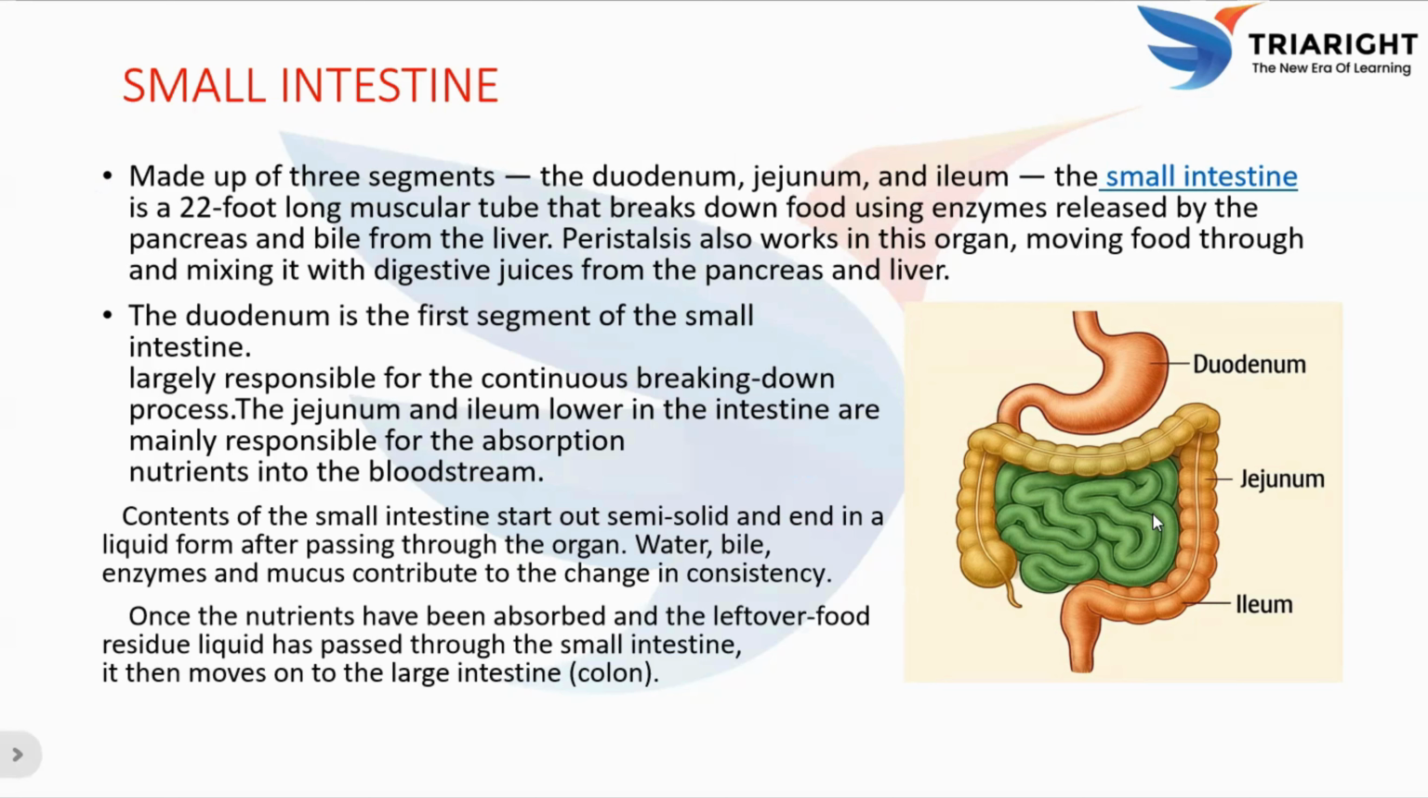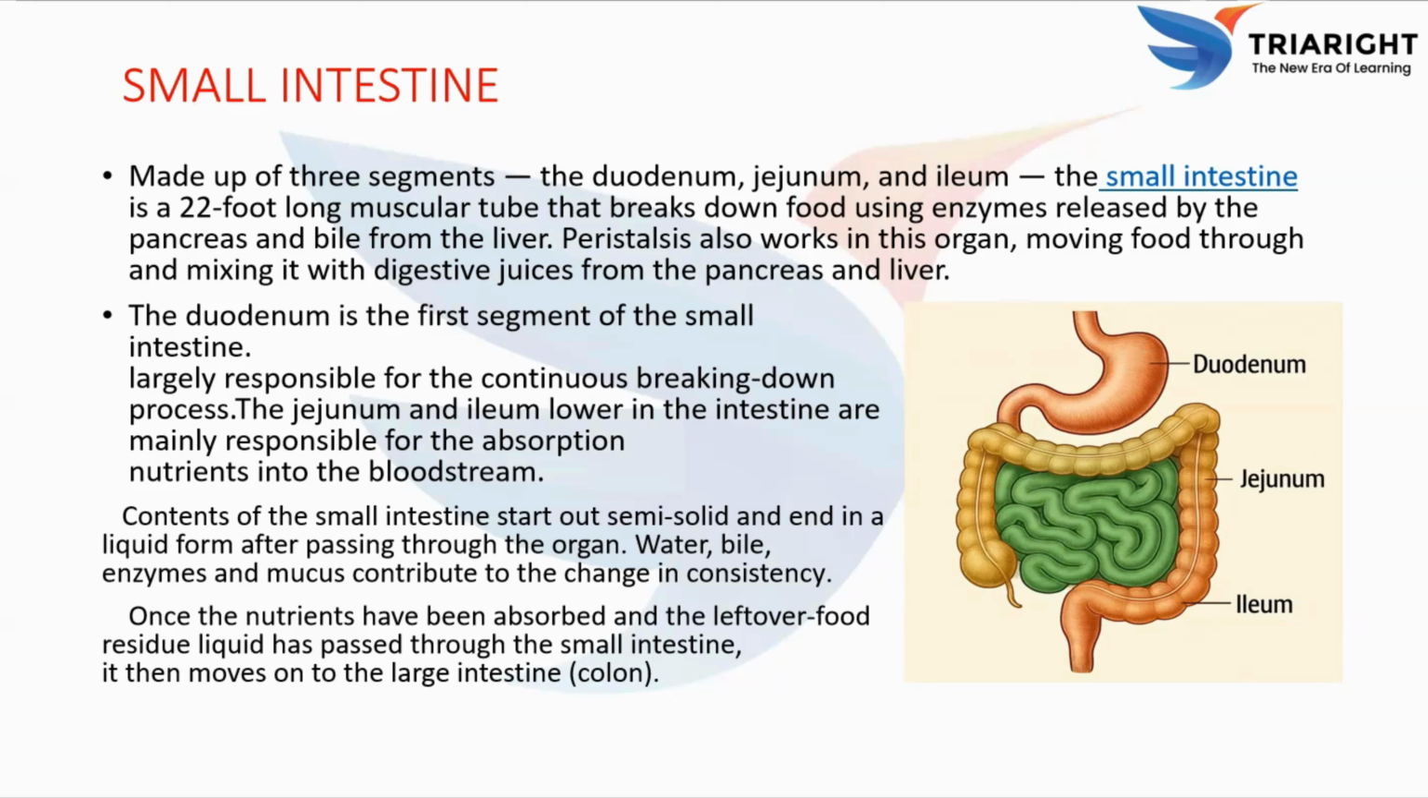What is the small intestine? Here you can see the picture of the small intestine. This is the stomach. The stomach enters the first part of the small intestine, the duodenum. The small intestine is a long coiled muscular tube that connects the stomach to the large intestine. This is the main site for digestion, and also absorption of the nutrients.